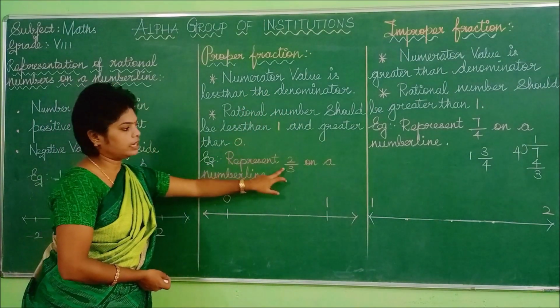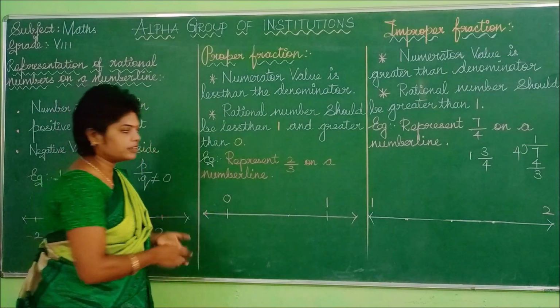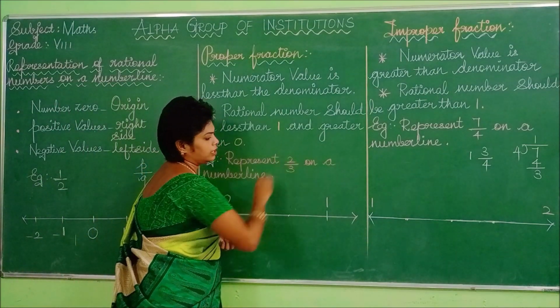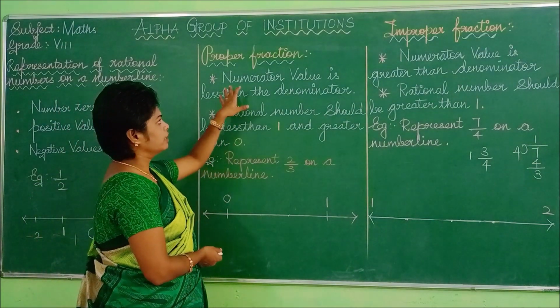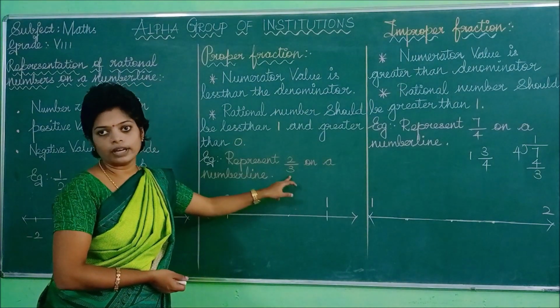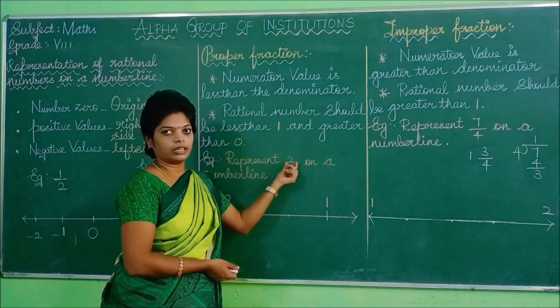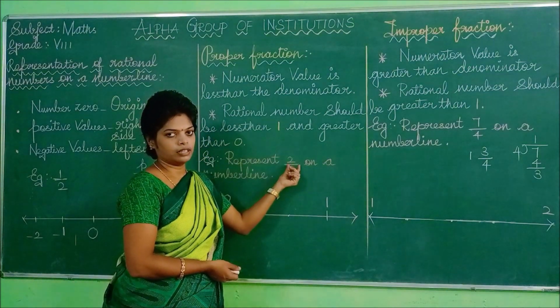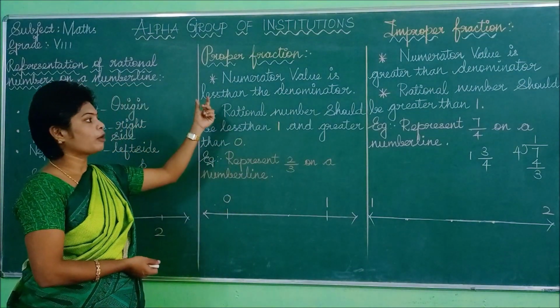Here I have taken another example. Represent 2 by 3 on a number line. First you have to check whether 2 by 3 is a proper fraction or not. The numerator value is less than the denominator. 3 is the biggest one, 2 is the smallest value. So the denominator value is greater than the numerator. You can say this is a proper fraction.